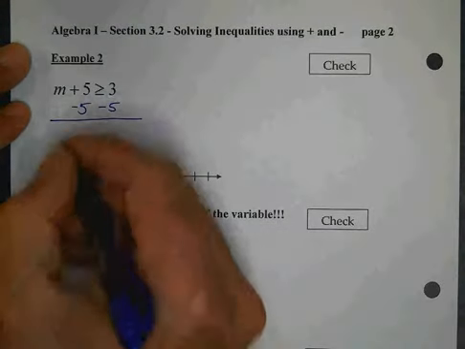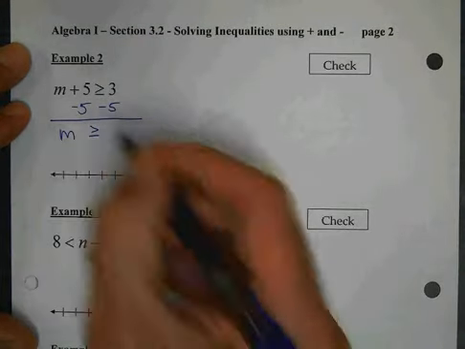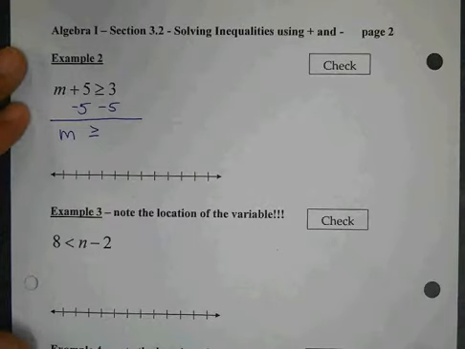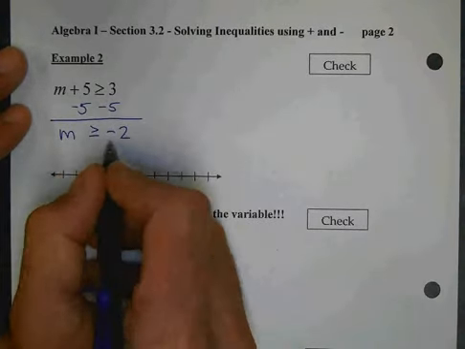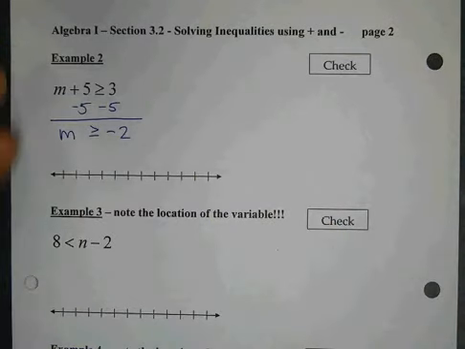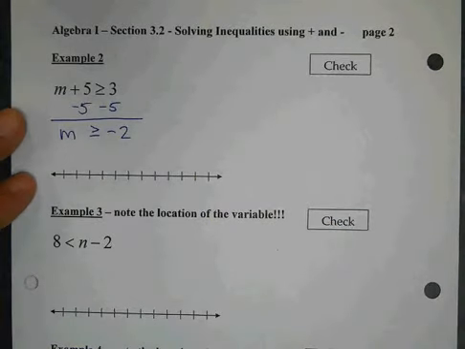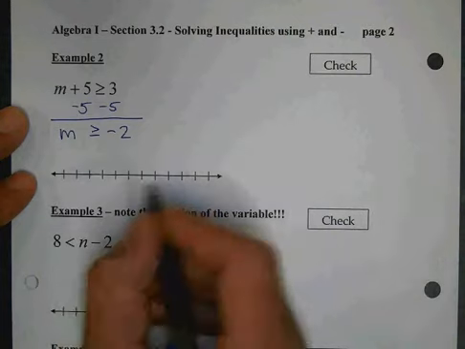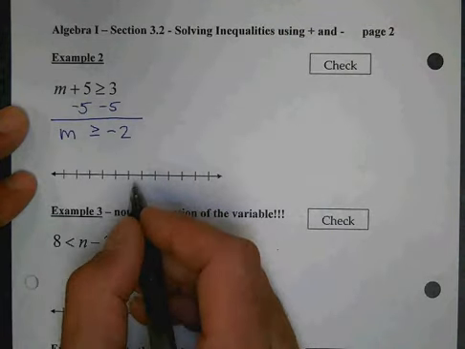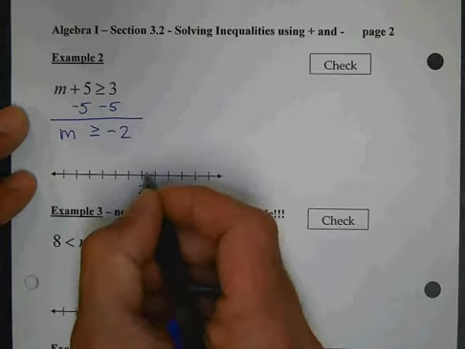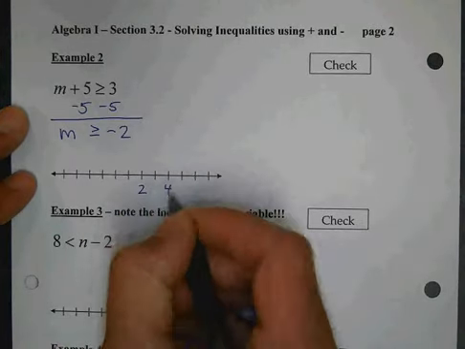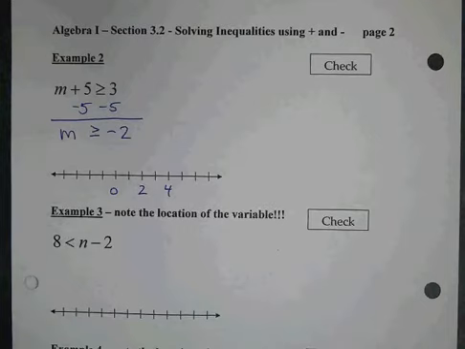Mr. Canty, what's left on the right now? Negative 2. All right, so I have m is greater than or equal to -2. Walk me through, if you would, please, somebody. Go ahead. Put a 2 down. Put a 4 above. Put a 0 below. Open circle, close circle. Justin?